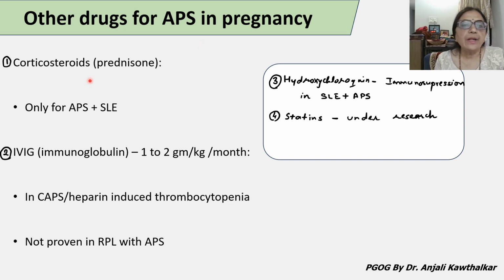Other drugs which have been tried: corticosteroids, but these are to be given only when there is a combination of antiphospholipid syndrome along with systemic lupus erythematosus. Intravenous immunoglobulins are given with a dose of 1 to 2 gram per kg per month. That is the dose for intravenous immunoglobulins.